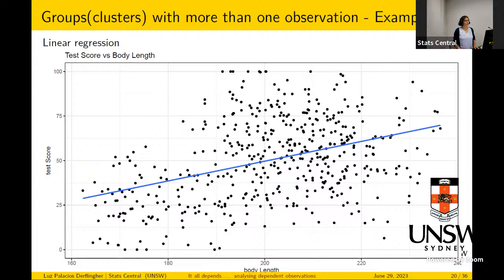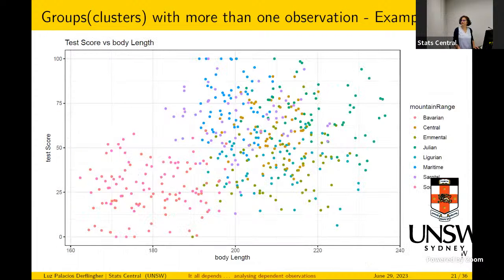Now we think, well, what happens? We have 8 mountain ranges. So what happens if we start to see, okay, does mountain range have to do anything with all this? Does it have an influence in my relationship? So then we can plot the same scatter plot that we had before, but now by mountain range, differentiating the mountain range by color.